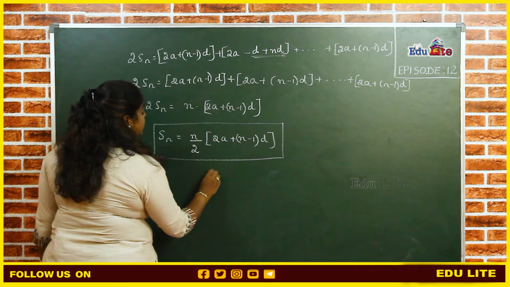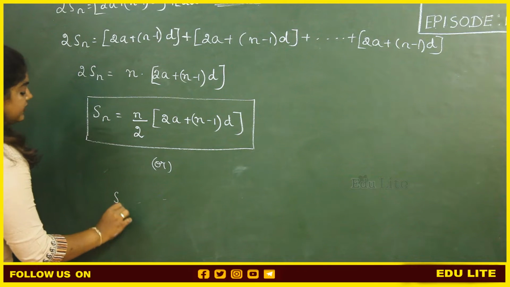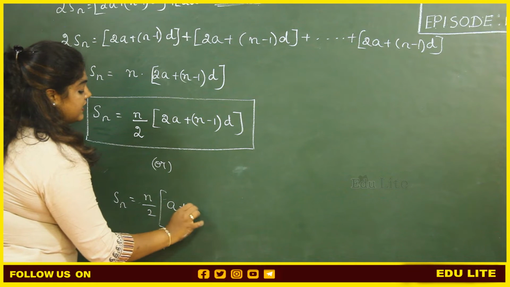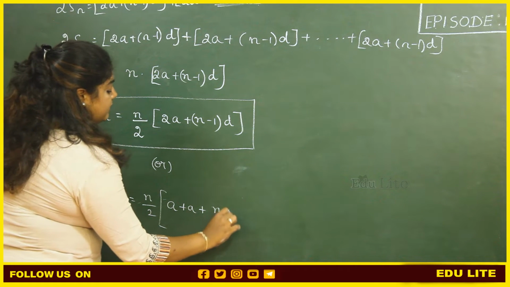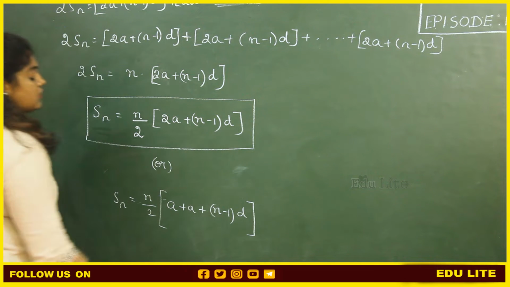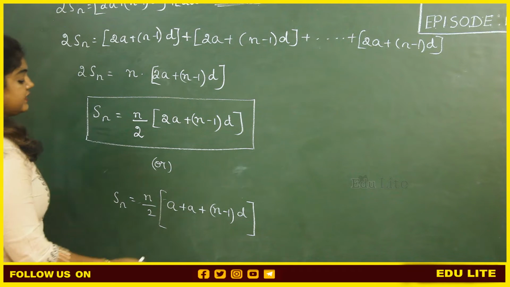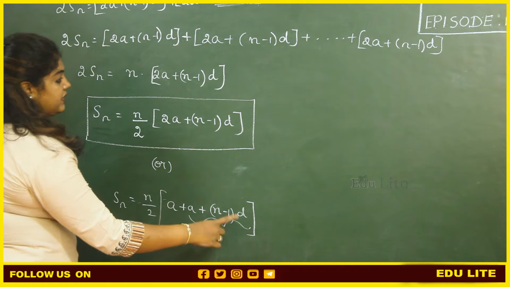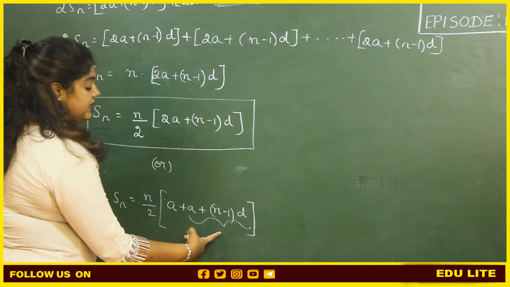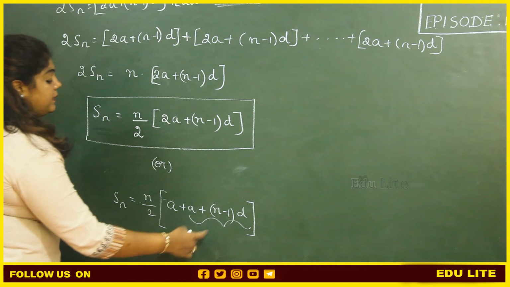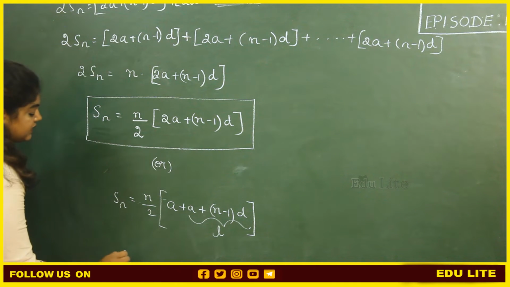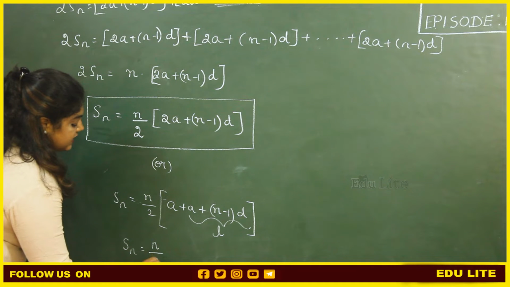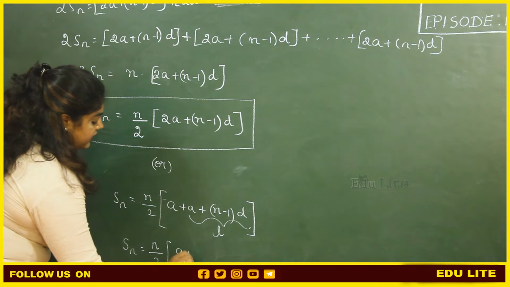The same formula we can also rewrite as Sn is equal to n by 2. I am going to write this 2a as a plus a plus n minus 1 into d. We already saw in one of the previous classes in the arithmetic section that a plus n minus 1 into d is the last term in an arithmetic progression. This can also be denoted as L, the last term of an arithmetic progression. Therefore, we can write Sn as n by 2 into a plus L.